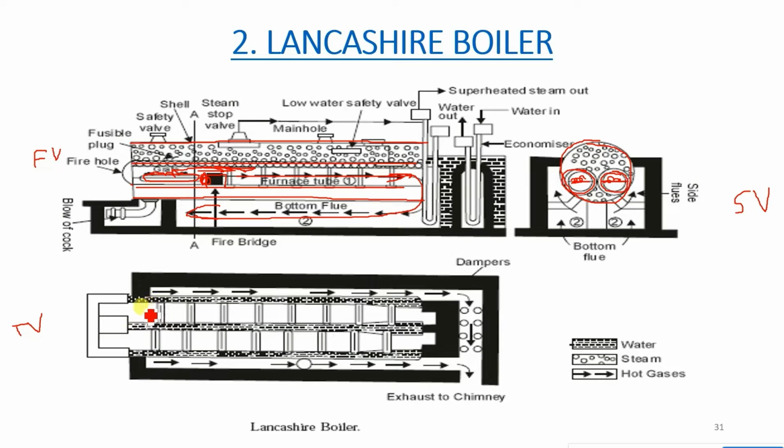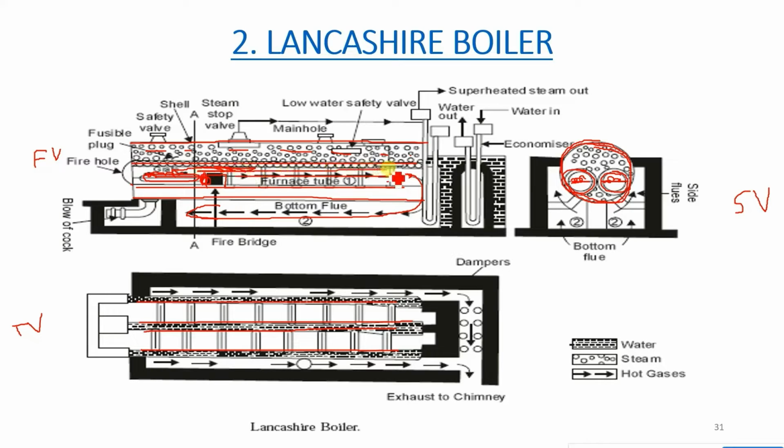And in top view, I will show you. This is the pipe. This is fire tubes. There are two fire tubes, and they are surrounded by water. Means this outer shell is completely filled by water. So when flue gases move through the fire tube, water is heated with the help of fire tubes.